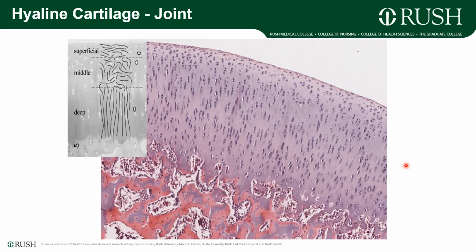In a histological section, you also notice there is a composition going from the surface to the deeper zone of articular cartilage. So this is a section taken from the joint, and you can see the articular cartilage going from the surface to the deep, and you refer to these as the superficial, middle, and deep zones.